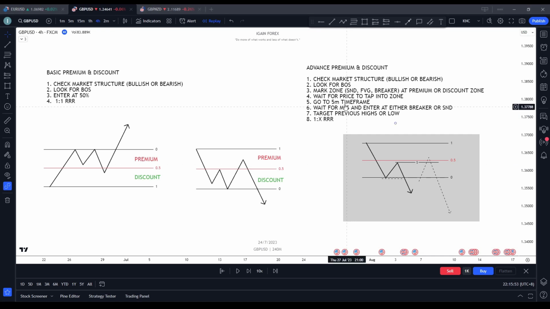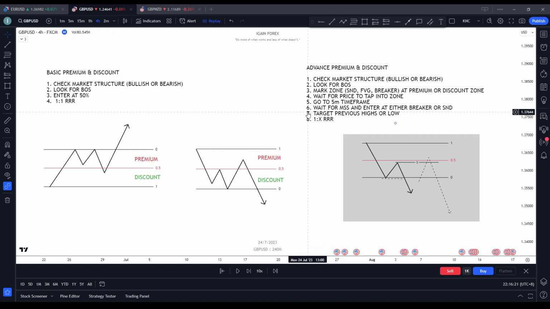So let's go ahead. For me, this is my trading plan. Number one, we check the market structure if it is bullish or bearish. Number two, we look for a breakout structure same as the basic. And then number three, we mark the zones, supply and demand, fair value gap, breaker at the premium or discount zones. Number four, we wait for the price to tap into the zone.